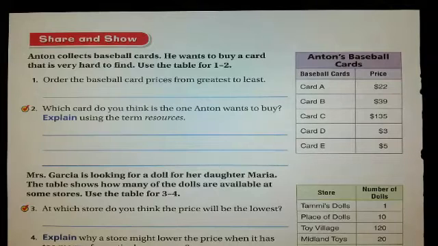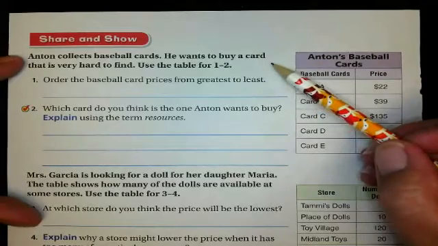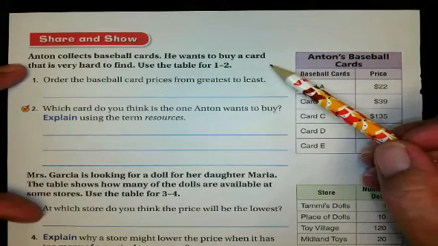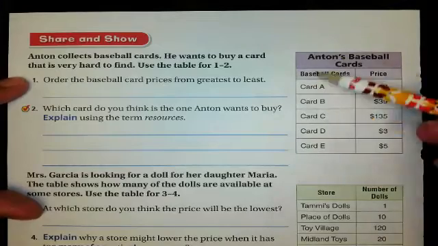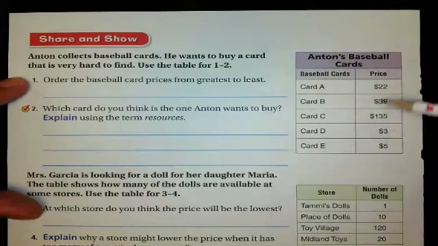Okay, so now that we've refreshed our memory on what resources are and what plentiful and scarcity mean and how it affects cost, let's work some problems and really look at how this affects our math portion of learning about money and financial literacy. So here we go. Anton collects baseball cards. He wants to buy a card that is very hard to find. We're going to use the table for questions 1 and 2.